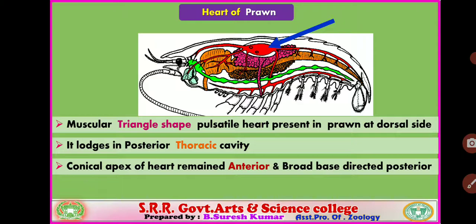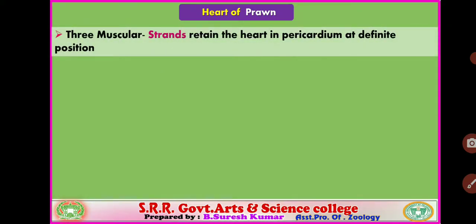So it is triangular in shape. In triangular shape, the cone shape apex region is directed towards the anterior side and the broad base is directed towards the posterior side. So this is the location of the heart. Let us see the morphology of the heart.